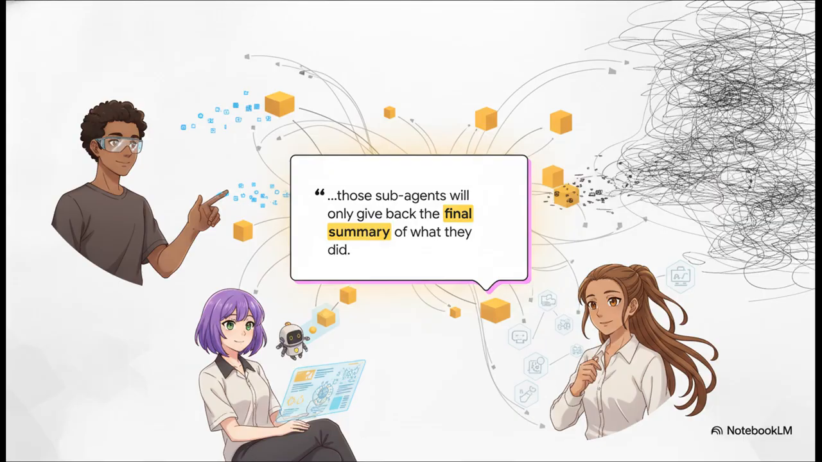Check out this quote from the source. Those subagents will only give back the final summary of what they did. This right here is the core revelation of this entire architecture. By delegating the heavy coding to a subagent and having that subagent return nothing but a brief summary of its completed work, your main agent's context window stays incredibly clean. It never gets bloated with thousands of lines of code, it just gets a neat little summary. You completely avoid the dumb zone. It's just a brilliant, elegant solution to the context bottleneck.